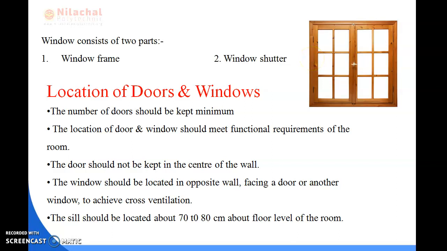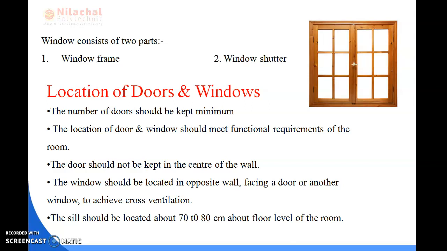Next we will be reading about the location of doors and windows. In the houses or in our room, where should the doors or windows be located? The first point is that the number of doors should be kept minimum, and the location of the door and window should meet the functional requirements of the room. The door should not be kept in the center of the wall. The window should be located in the opposite wall facing a door or another window to achieve cross ventilation, and the sill should be located about 70 to 80 cm above the floor level of the room.